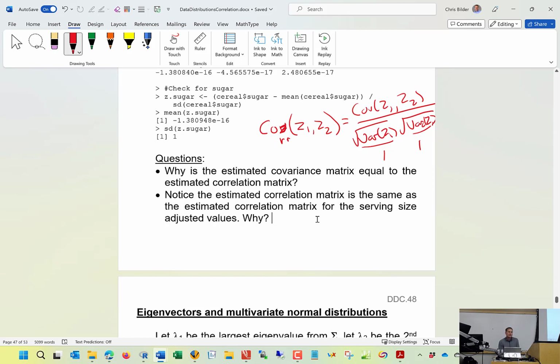Because the variance is 1. If the correlation equals the covariance, the product is 1, right? So the variances of the Z's are equal to 1. Right. Okay. So, note that we have, so basically we're saying this.